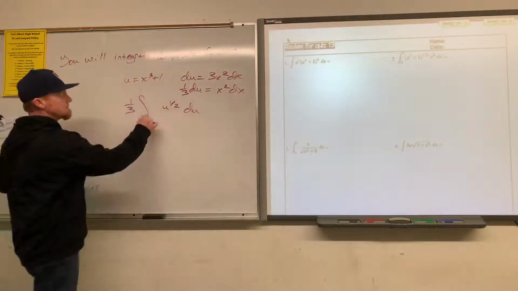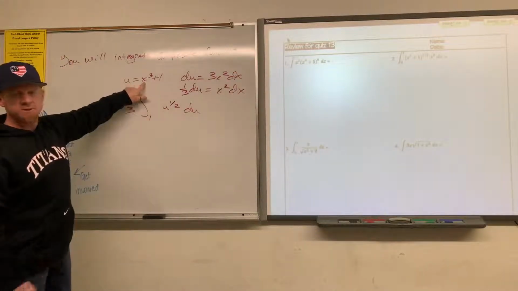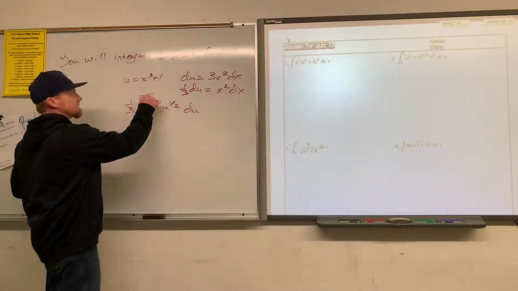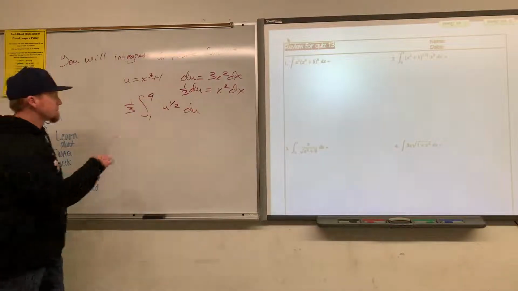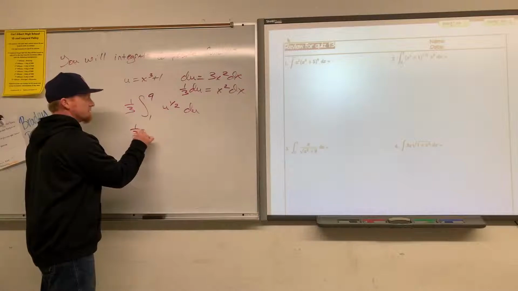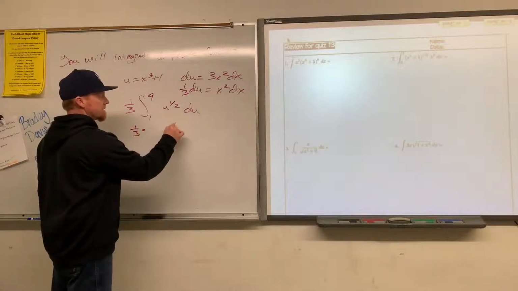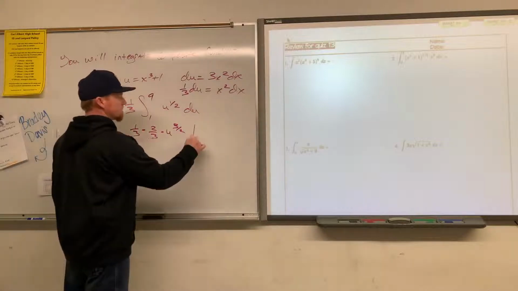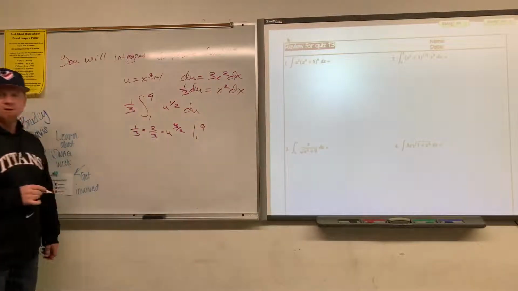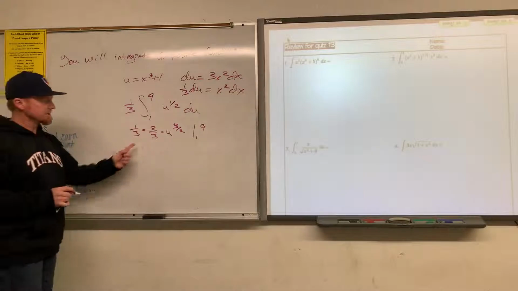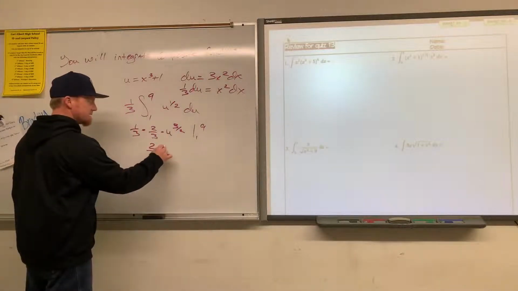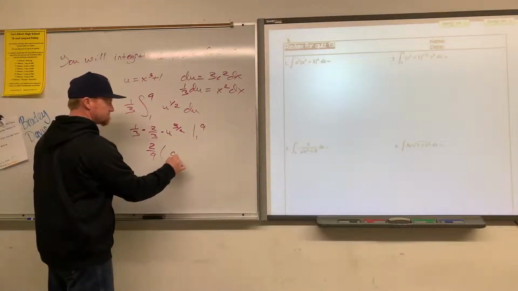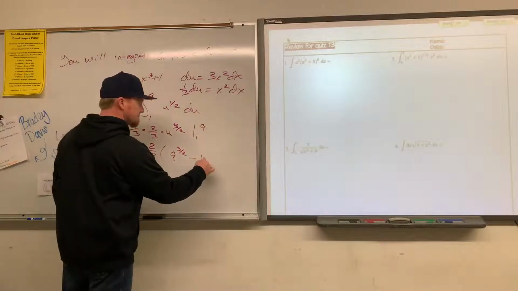Plug in 0, gives me 1. Plug in 2. 2 cubed is 8. 8 plus 1 gives me 9. So 1/3 times, so I get u to the 3/2 times 2/3. We're going from 1 to 9. Put these together, which gives me 2/9. Plug in the 9. Plug in the 1.